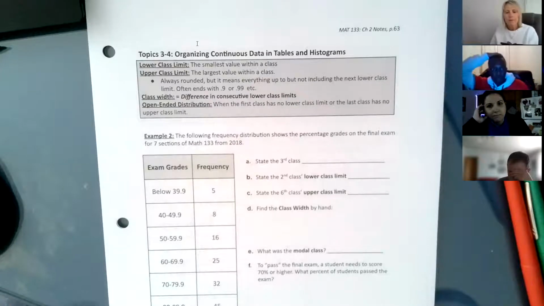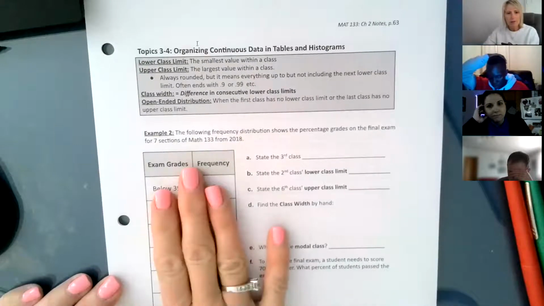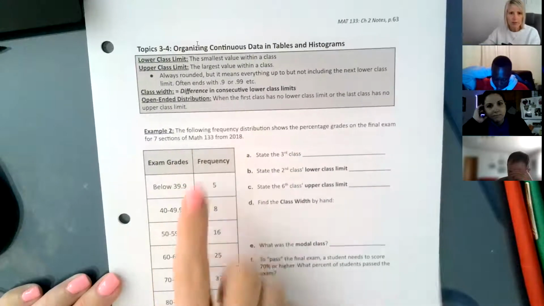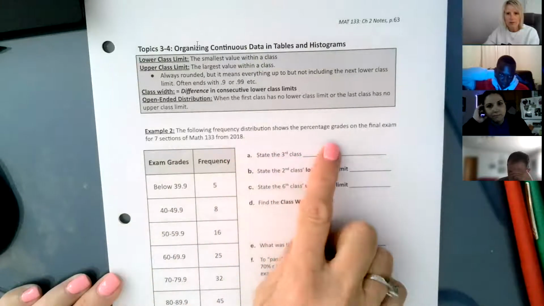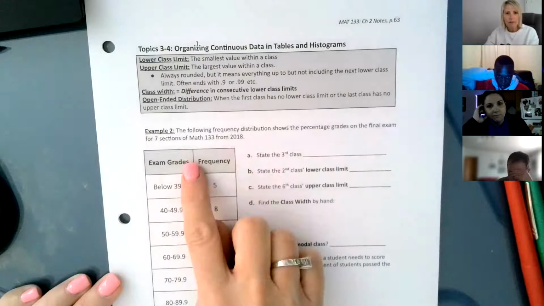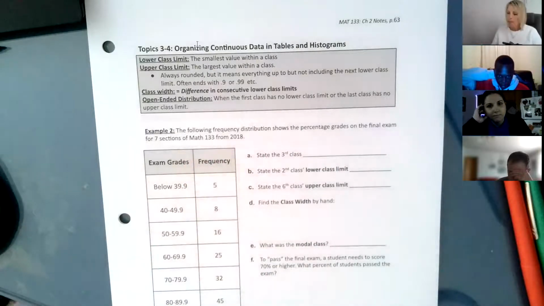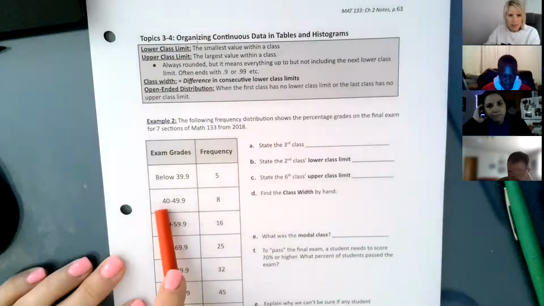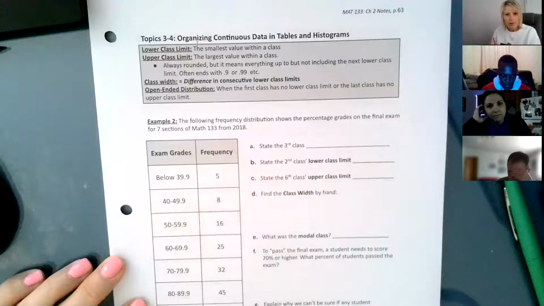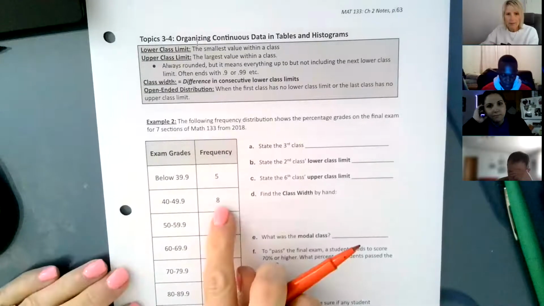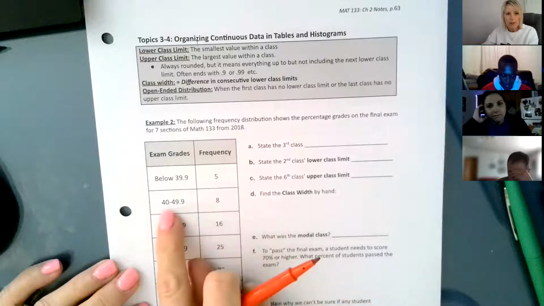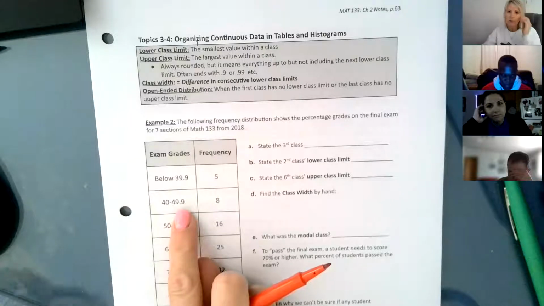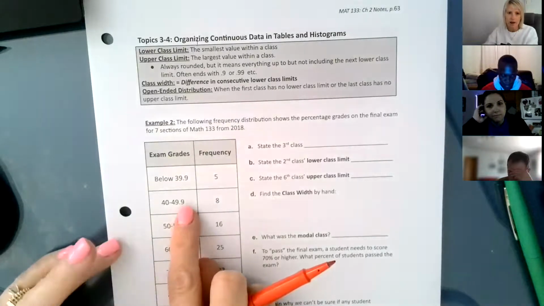So when we're reading a table of grouped data, you can see that there's 2 values. So in example 2 here, it says the following frequency distribution shows the percentage grades on the final exam for 7 sections of Math 133 in 2018. And so this second class says 40 to 49.9. It's a group. That means that 8 students, this 8 here means that 8 students scored between a 40 and a 49.9 on the final exam. We don't know their exact scores, but we know that they fell in this class, is what we call it.